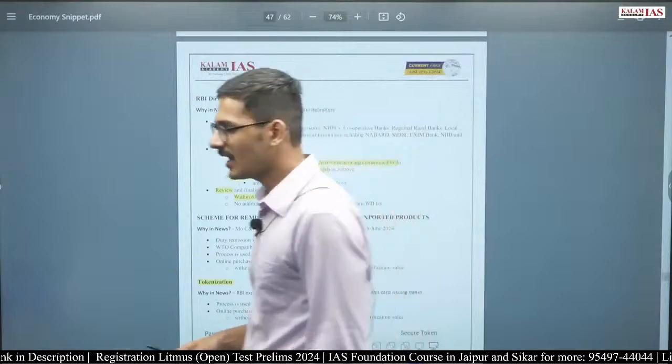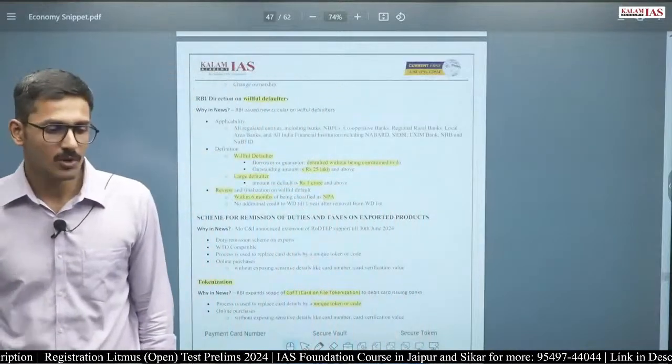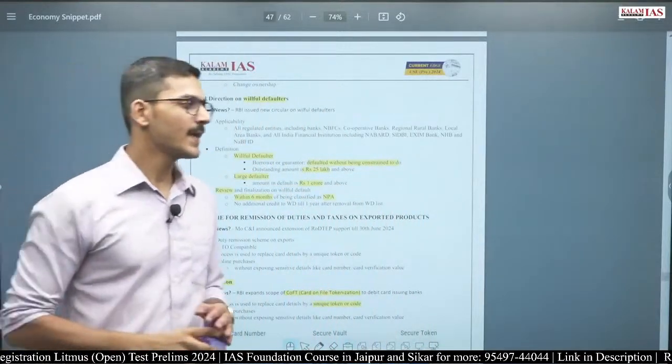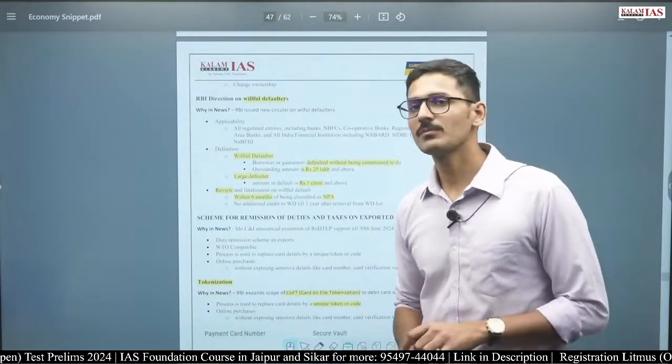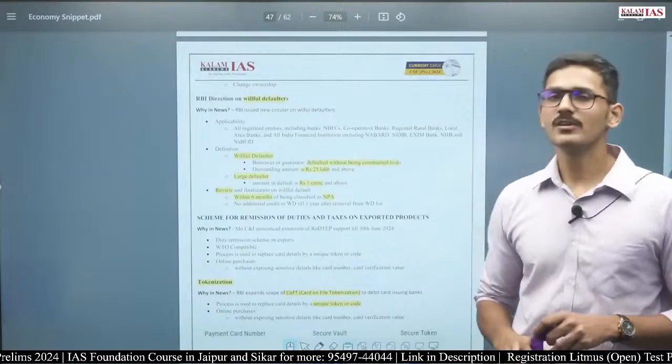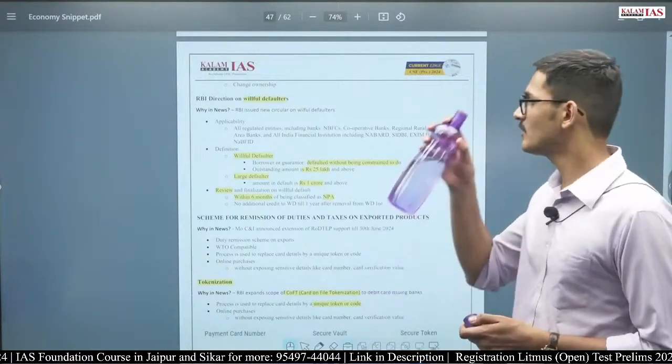Now, if I have borrowed only 50,000 rupees and I am not paying willfully, then I will not be categorized by the bank as a willful defaulter. But if I have taken a loan of more than 25 lakh and I am not paying willfully, then I will be categorized as a willful defaulter.